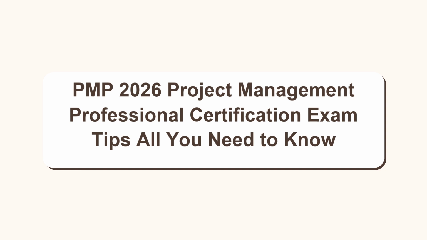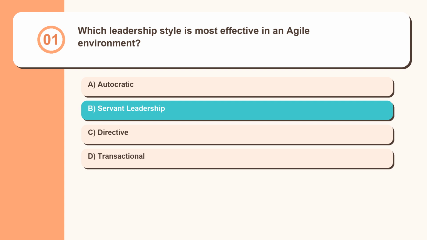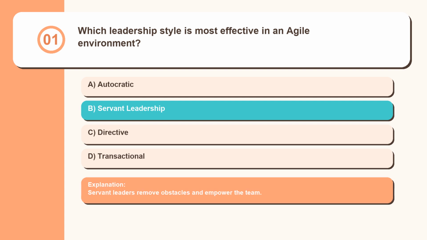PMP 2026 Project Management Professional Certification Exam Tips. All you need to know. Question 1. Which leadership style is most effective in an agile environment? Autocratic, servant leadership, directive, transactional. Servant leaders remove obstacles and empower the team.